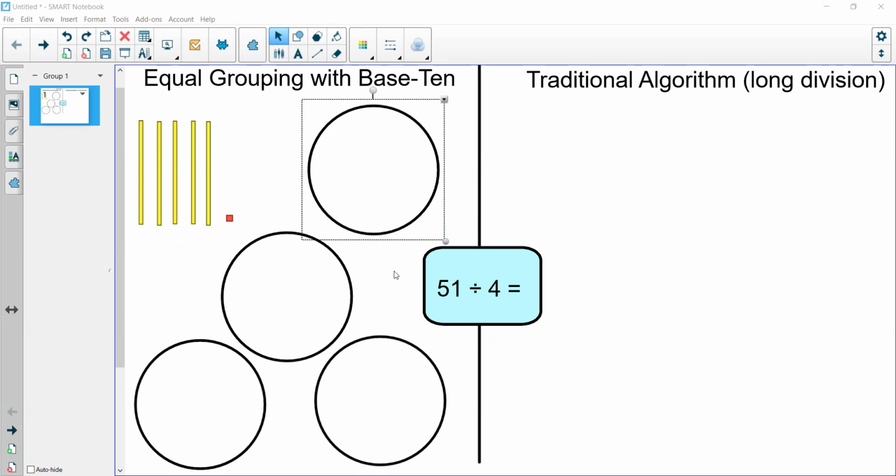The next thing I'm going to do is take 51 and divide it equally into the groups so that every group has the same number of base 10 blocks. So I'm going to start with the 10s. I'm going to put 1 ten in every group.